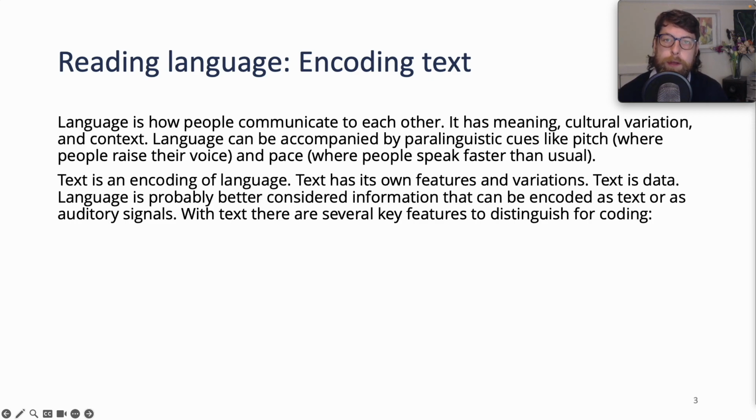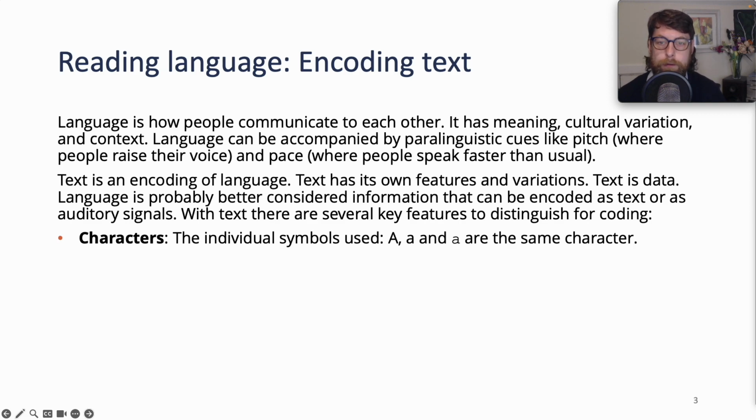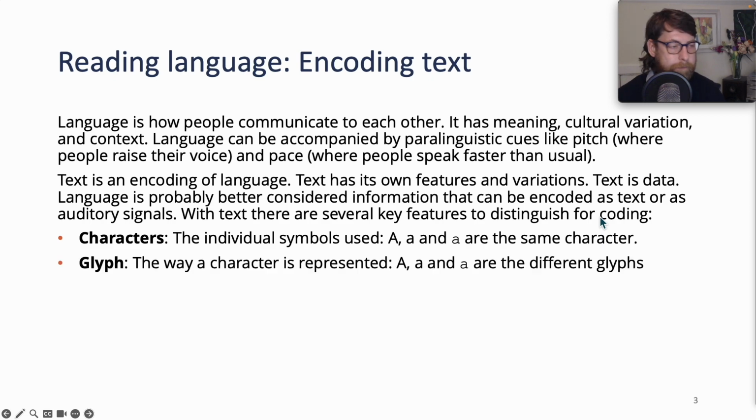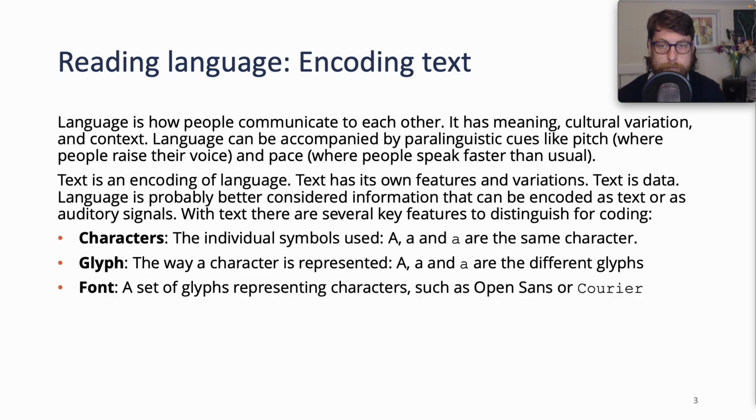With text, there are several key features that we would like to distinguish for encoding and for coding. So the first is that text has a sense of characters. Characters are the individual symbols that are used to represent language. So in English, we would have the letter A, where each of these, A and the lowercase a, and this one here in monospace, are all the same character. At the same time, they're different glyphs. A glyph is the way a character is represented. So this uppercase A, lowercase, and monospace are different glyphs, even if they represent the same character.